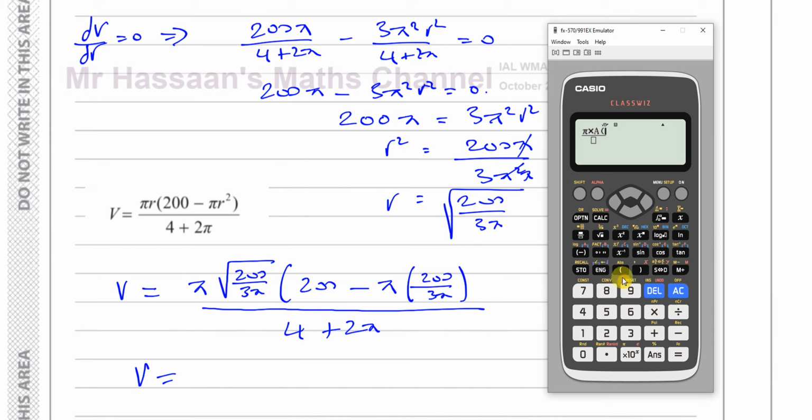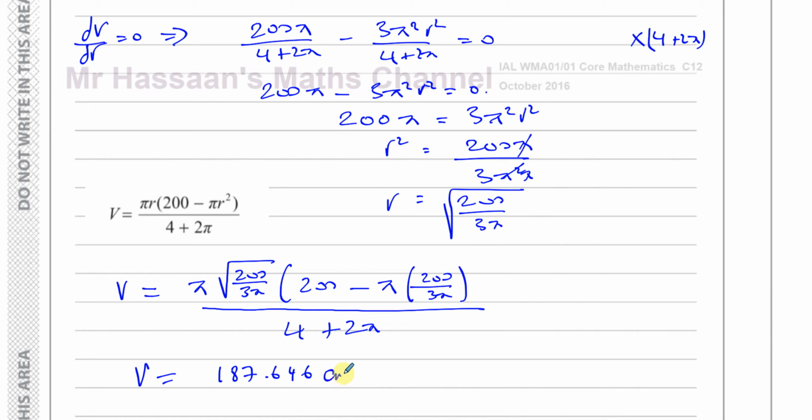And this is 200 minus pi times A squared. What I've stored in here is R, so I'm going to square that now. Pi times, I'll recall the A, and I'll square that. Close that bracket, divided by 4 plus 2 pi. So I've kept everything in its very accurate form over 4 plus 2 pi. And that gives me my answer, which is 187.646.